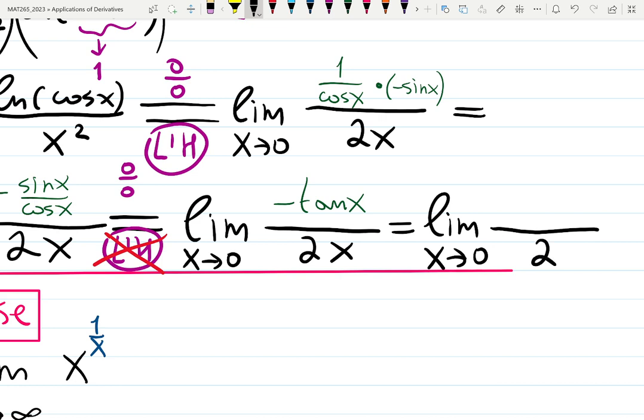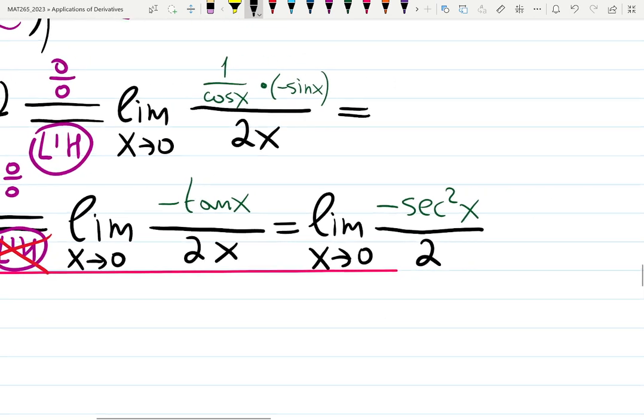So now the derivative of the bottom is 2. Tangent gives you what? Secant squared with a minus in front. Now check again. Well, 2 is finally a number. So not only can you not perform L'Hopital's rule anymore, it's not going to be 0 over 0 or infinity over infinity. It's definitely a number. I just need to figure out what is the number at the top.